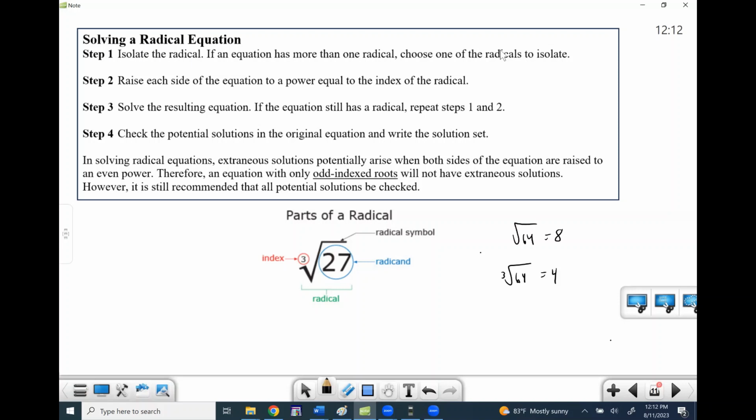And then step 4 is huge. I always missed these questions because I forgot to check. I couldn't remember when I needed to check stuff. So we do get extraneous solutions when raising both sides to an even power. So technically, if it's odd, we don't have to check it, is what this is saying. So on a cube root, if you cube both sides, you don't need to check it. But if you raise it to the power of 2, 4, 6, 8, any of those even numbers, then you do have to check that. Okay, and I'll talk about that as we go through. I'll ask, do we need to check this or not? It's just to make sure that you know when we do and when we don't.